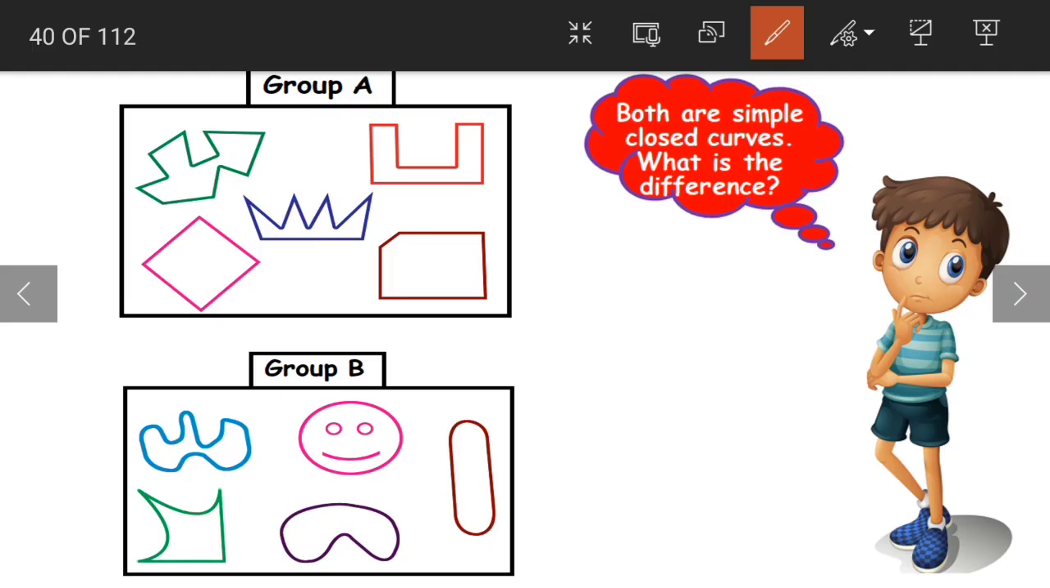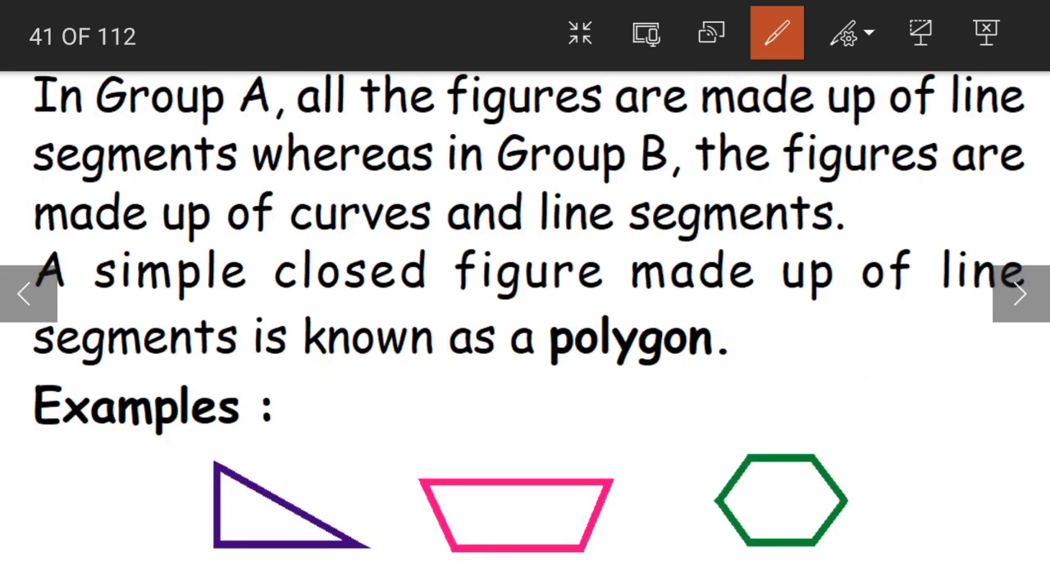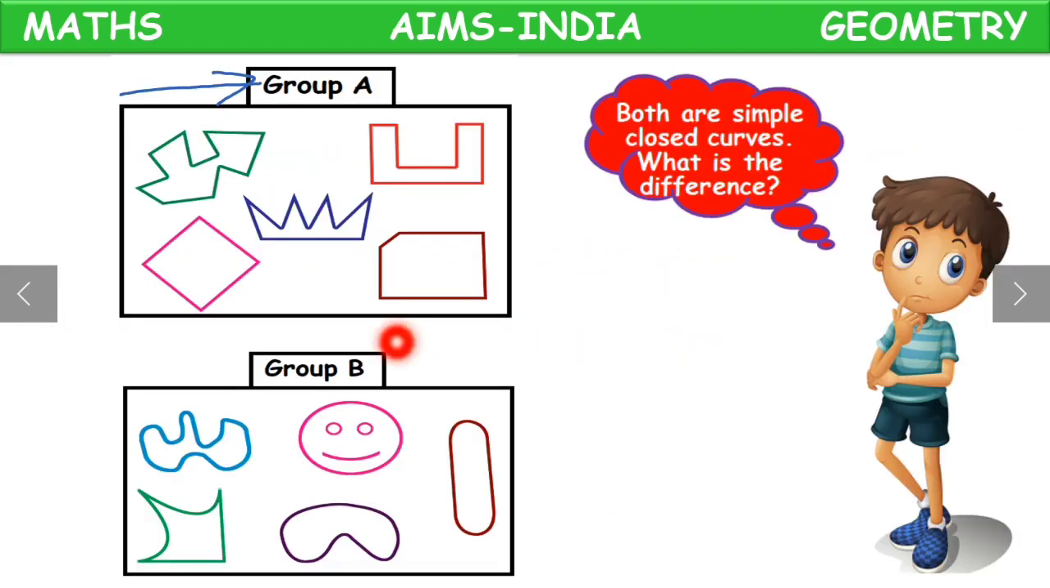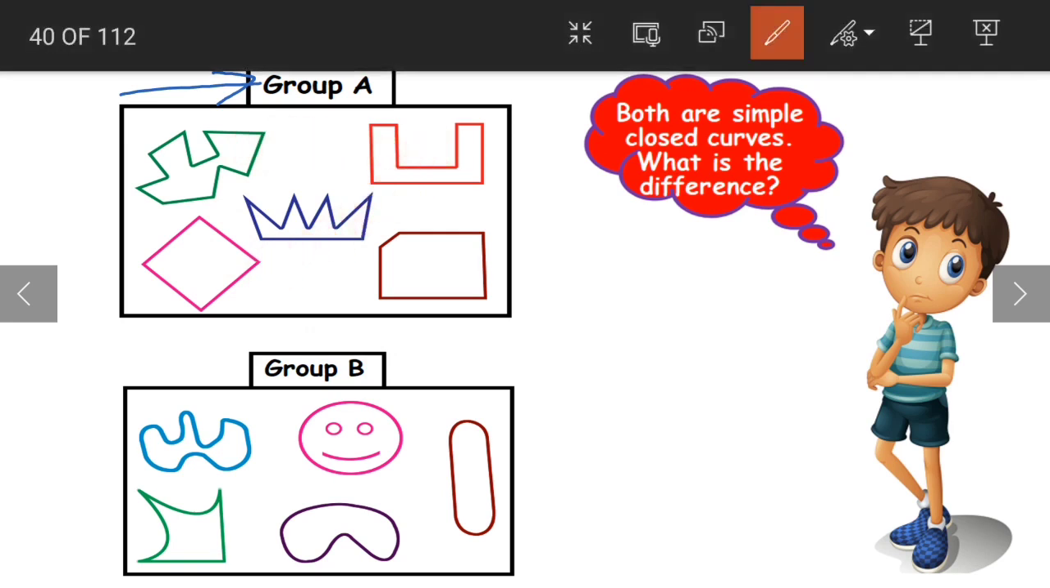If we observe carefully, the figures in group A are drawn using line segments. In group A, all the figures are made of line segments, whereas in group B, the figures are made up of curves and line segments. What is this, children? The figures in group A are made up of only line segments. We have already learnt about line segments, right?